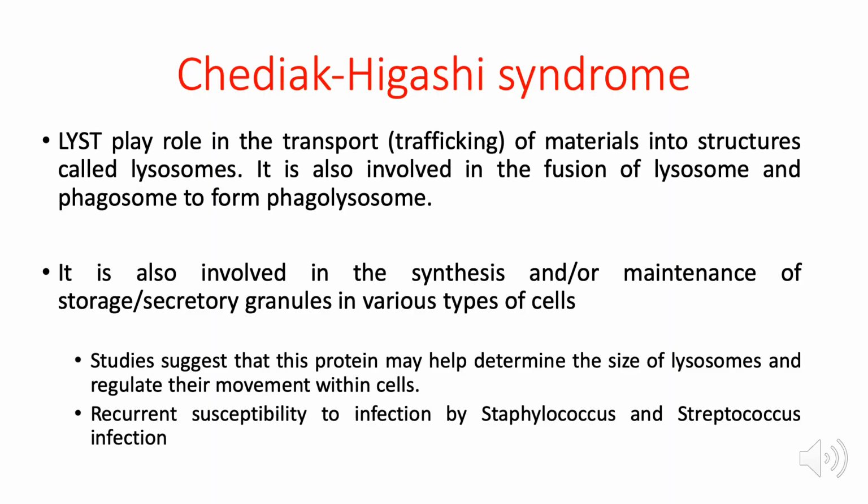I have already discussed bullet number 1 from the previous slide. I also want you to take note that LYST protein is also important in the maintenance of secretory granules in different types of cells, particularly platelets. If there is a problem with the maintenance of the secretory granules of platelets, platelets will have problems with their functions. Thus, there is an increased tendency to bruise and bleed. I will discuss this one in detail later.